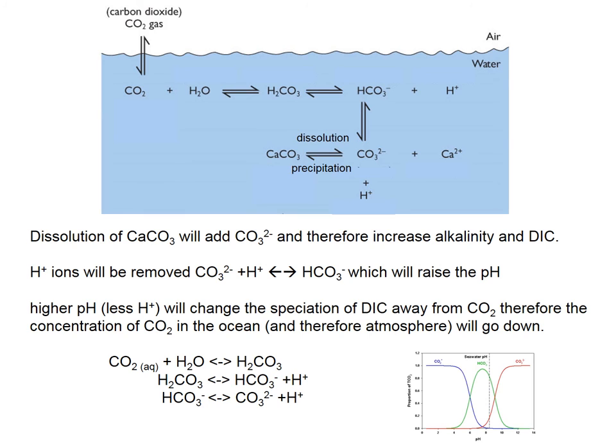So if we dissolve calcium carbonate, we are increasing the total amount of dissolved inorganic carbon. But we're also moving that speciation. We're moving the relative proportions towards having more bicarbonate. We're moving over to this side of things because we're making the pH higher. So this means that by dissolving the calcium carbonate, there's actually going to be less of this CO2 present because we're moving more to the right-hand side of this diagram. Which means that if you dissolve calcium carbonate, there will be less CO2 to exchange with the atmosphere. Okay? So dissolving coral reefs will reduce atmospheric CO2.